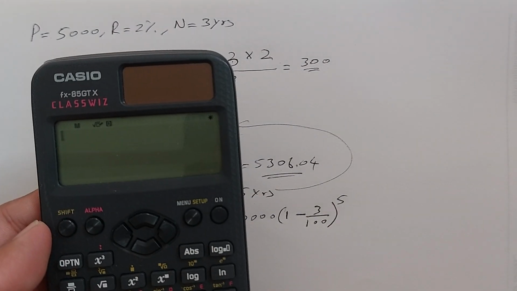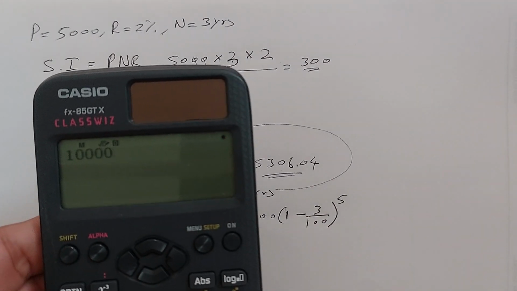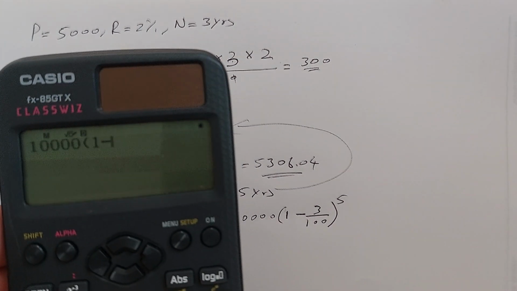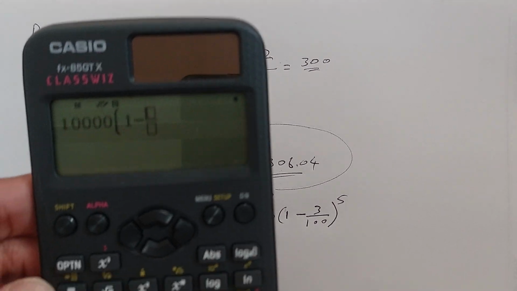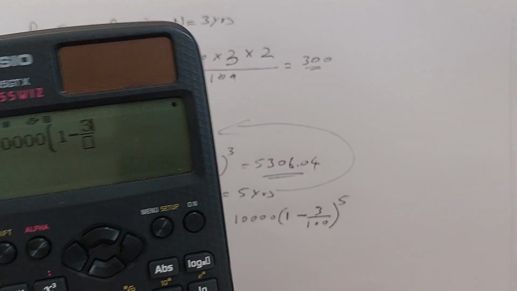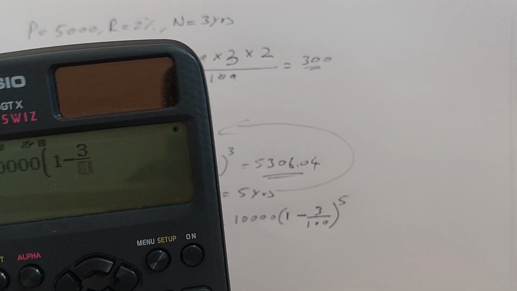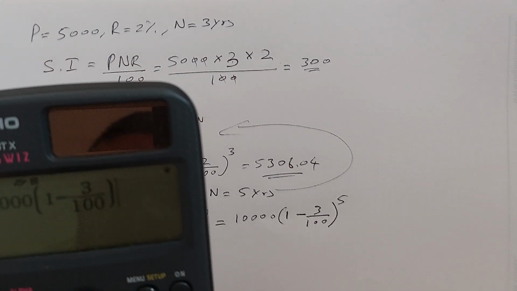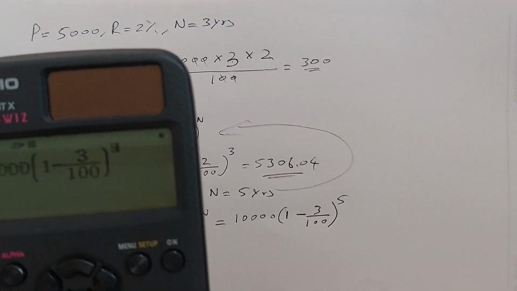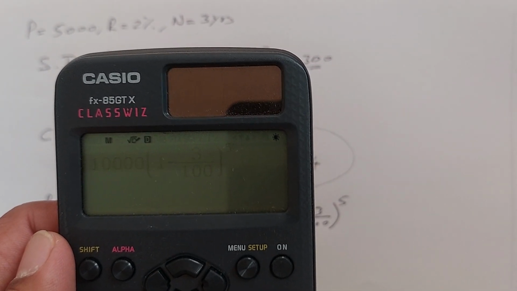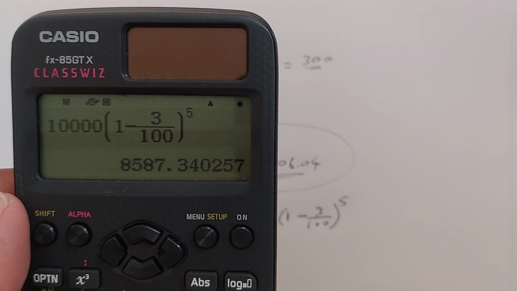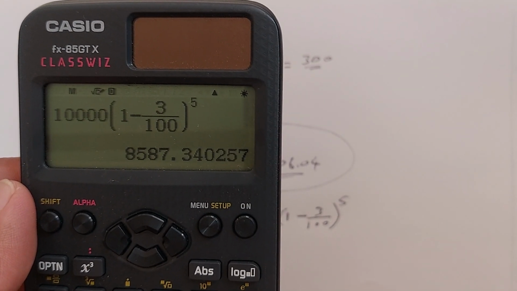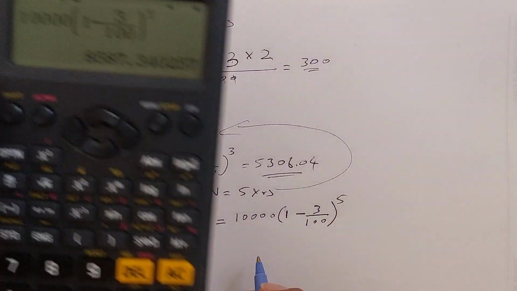So this is 10,000 bracket 1 minus, put in the fraction this one, which is 3 over 100 close bracket power 5. That's what it'll give us. So the value became 8,587 pounds 34 pence.